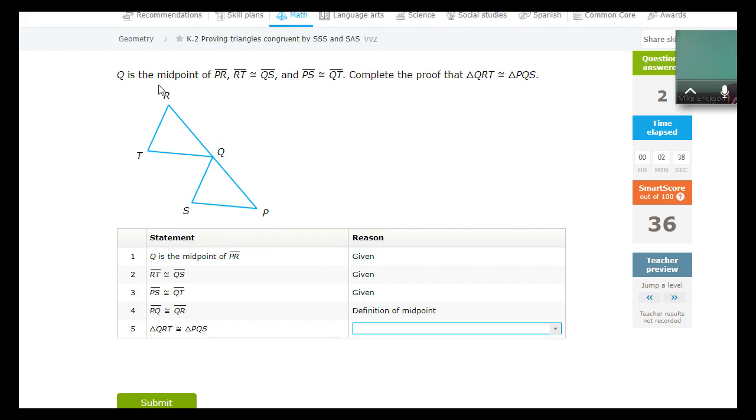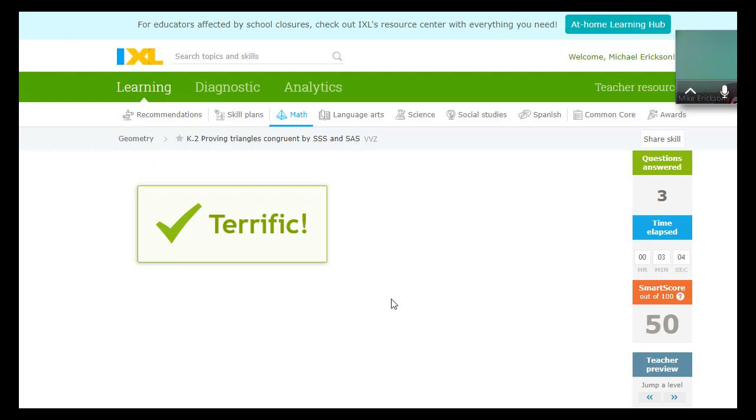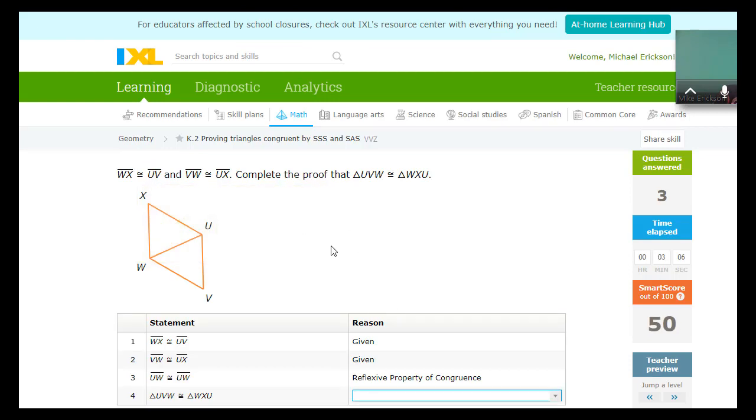Let's see here. Given Q is the midpoint of PR. So that would mean RQ and PQ are the same, and that's this right here. Definition of a midpoint. It's also giving me RT and QS, that's a side, and it's giving me PS and QT. Gosh, they give me side, side, side. So they've given me only three sides. Haven't talked about anything else. Terrific, I'm at a 50.